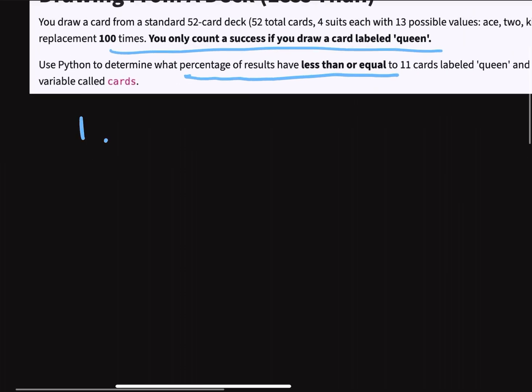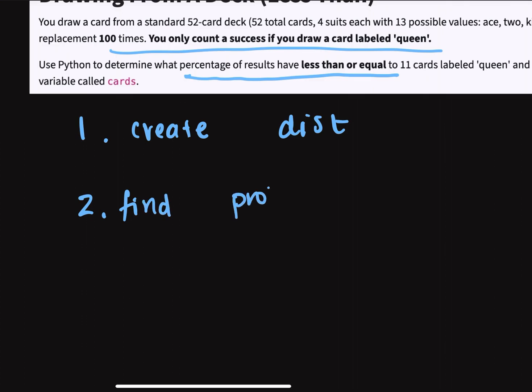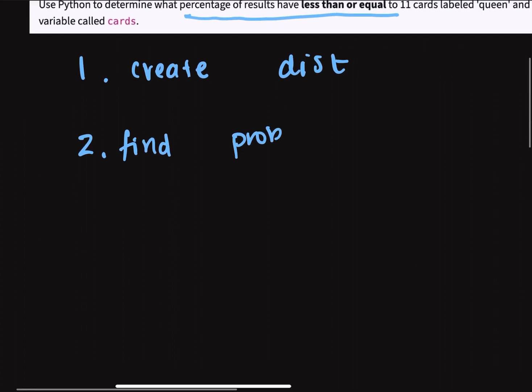So there are two steps to this problem. First, we want to create our distribution. And then secondly, once we have our distribution, we can use it to figure out the probability of, out of these 100 times that we're pulling out cards, getting less than or equal to 11 cards labeled queen. So then we want to find our probability. Let's take a look at how we're going to do that.